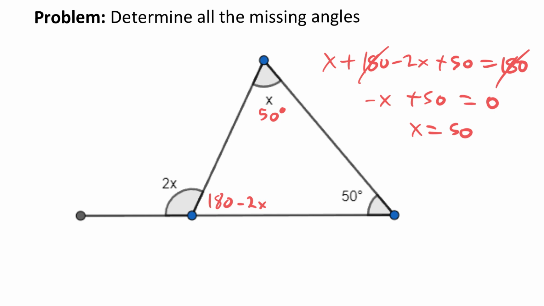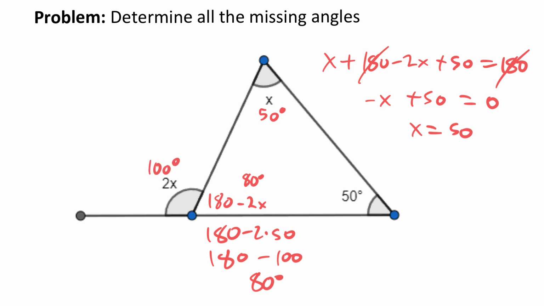And that means the last angle, 180 minus 2x, is going to be 180 minus 2 times 50. 180 minus 100, so 80. So this angle over here is 80 degrees. And then just for good measure, that means the one over here is also 100 degrees. 100, because 2 times 50 is 100. Okay, so again, a little bit of algebra going on there, but we were able to figure it out.